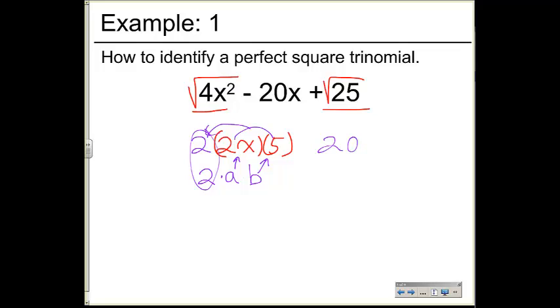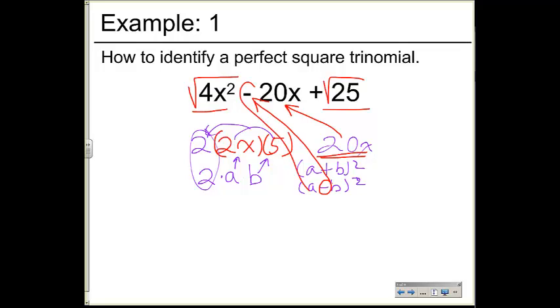But remember 20x. But remember, the pattern is either a plus b squared or a minus b squared. And it's this second one that has the minus here that produces a negative. So as long as I get the number 20, which matches here, I can always match the negative up like I did right here. So that's how you identify a perfect square trinomial.